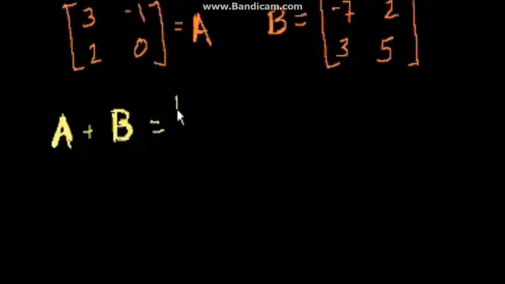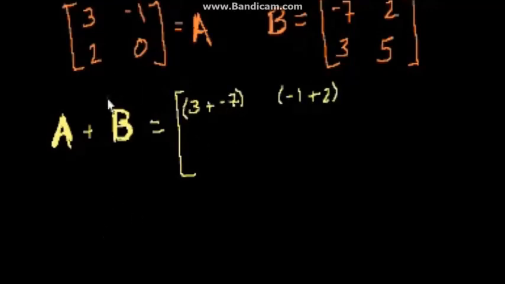So how does that work? Well, you add the element that's in row 1, column 1 to the element that's in row 1, column 1, right? So it's 3 plus -7. That'll be the 1, 1 element. Then the row 1, column 2 element will be -1 plus 2. Let me put parentheses around them so you know these are separate elements. And you could guess how this keeps going. This element will be 2 plus 3. And this last element will be 0 plus 5.